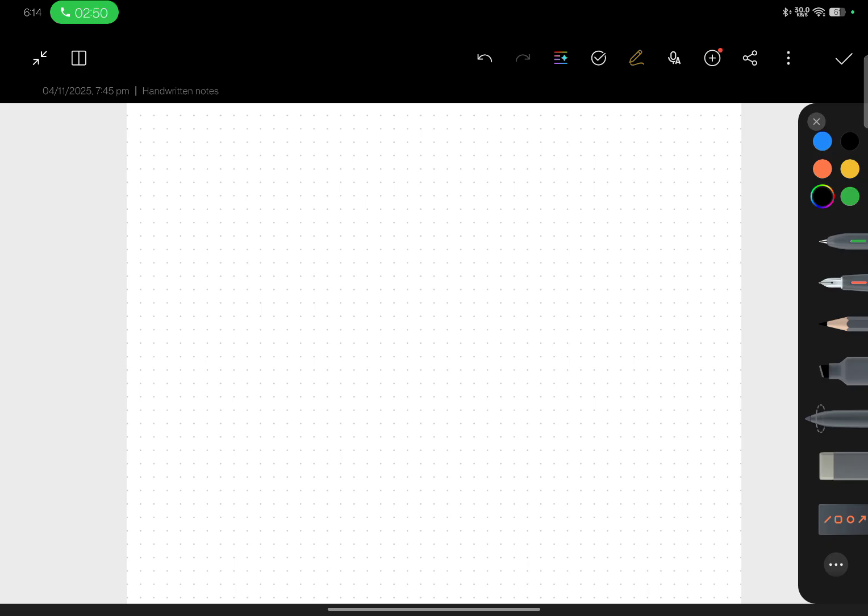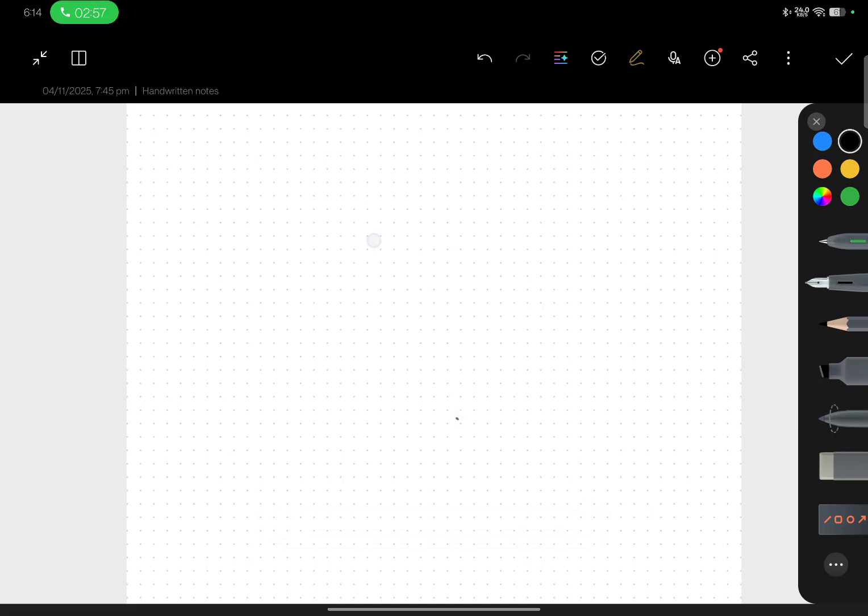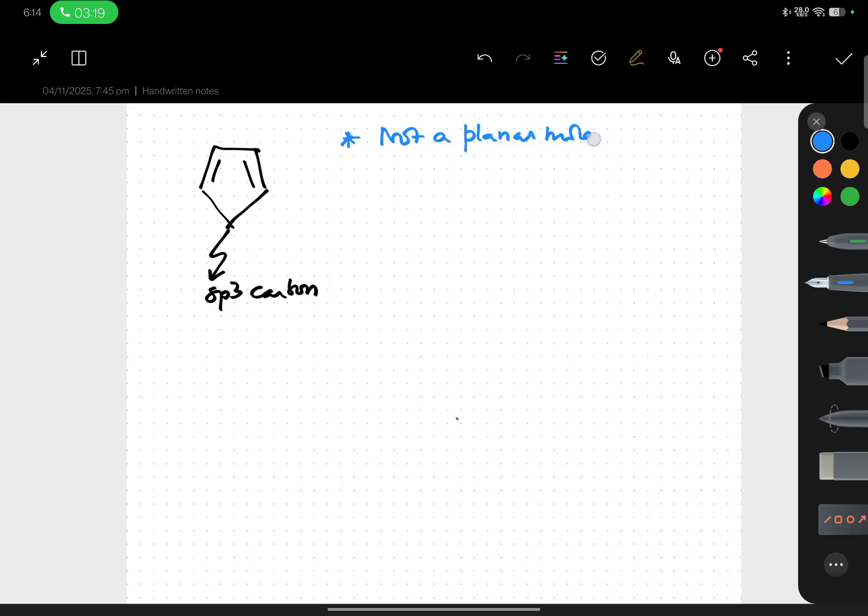So in your textbook, they have given a few examples. I'm going to take them alone. For example, you take this molecule. This is called cyclopentadiene. This carbon is an sp3 carbon. So if at least one carbon is sp3, what will happen? Not a planar molecule. So first rule gone.